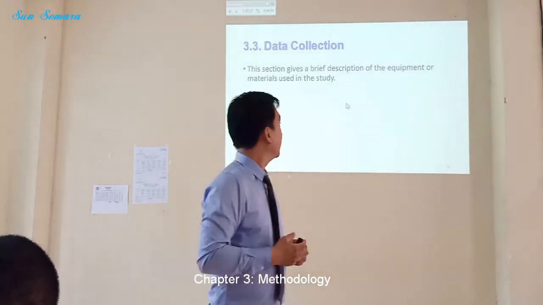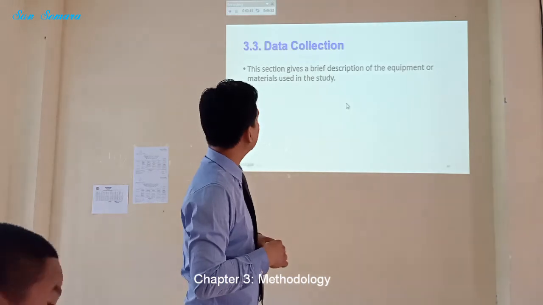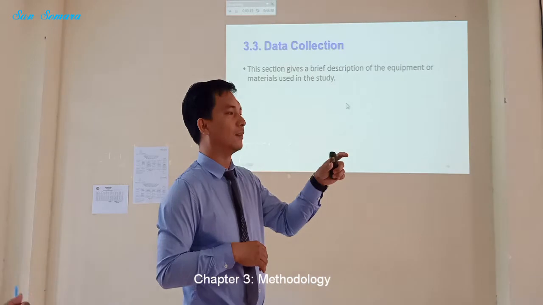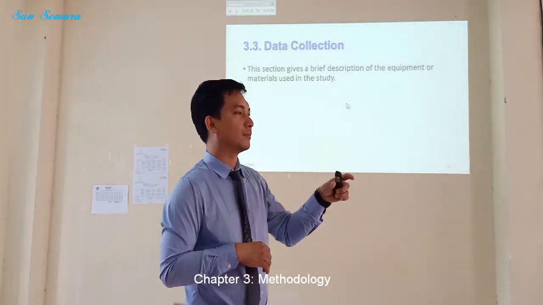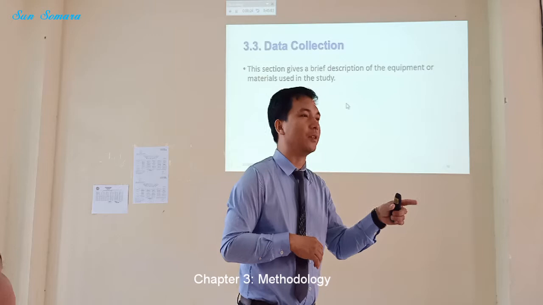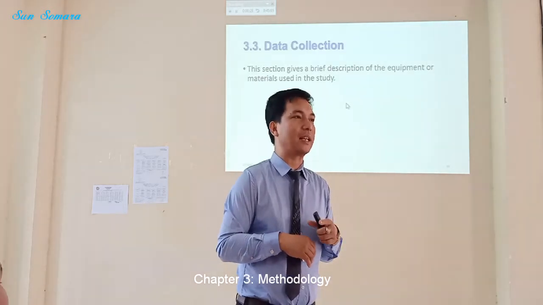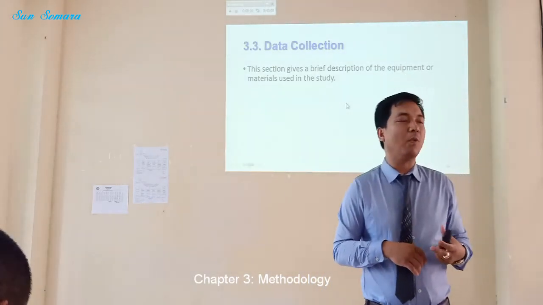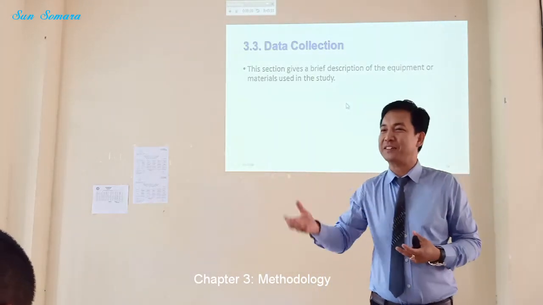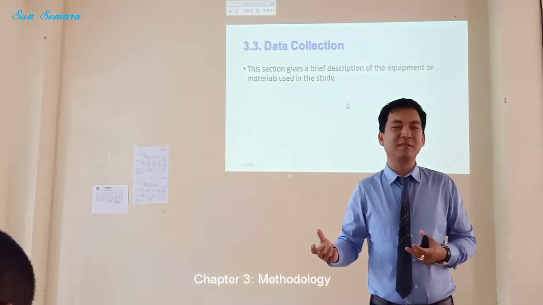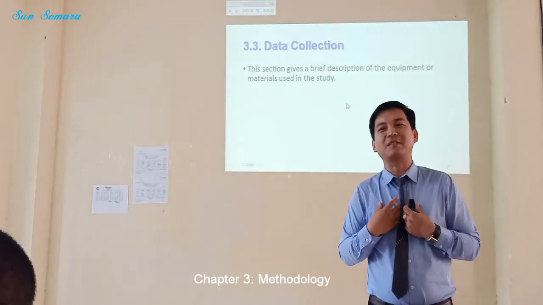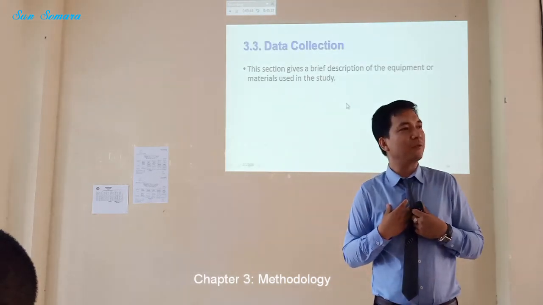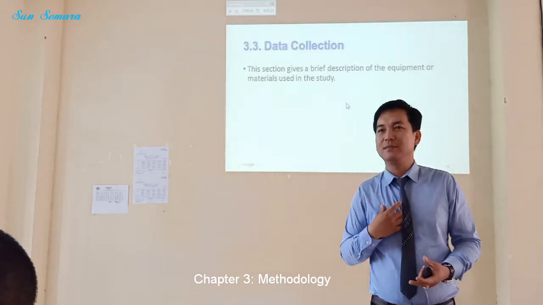Okay, for example, this section gives a brief description of the equipment and material used in the study. For example, your research method is qualitative research. So which tool are you using to collect your data? If you use interview, why do you use that interview? You need to justify, to give reason. Sometimes your reason alone is not strong enough to convince your supervisor or your audience. That's why you need to find support from scholars.